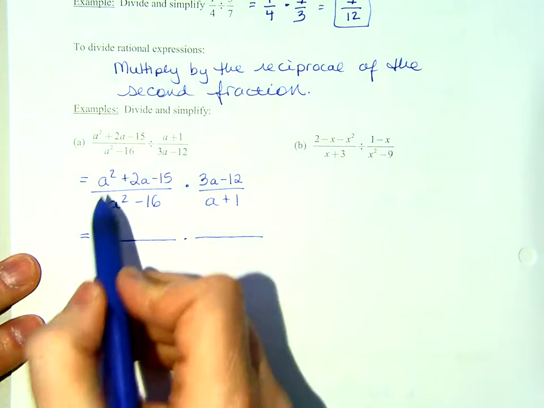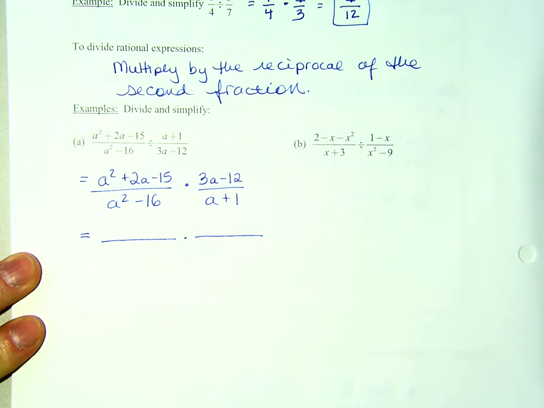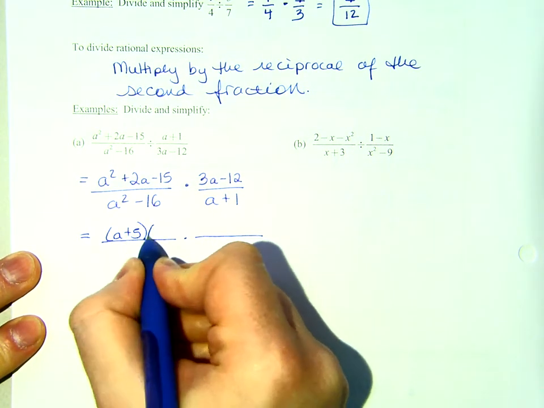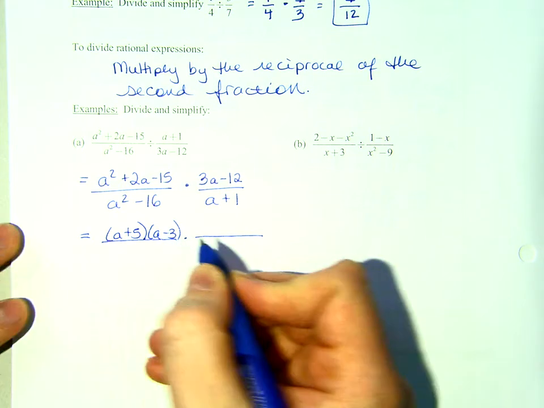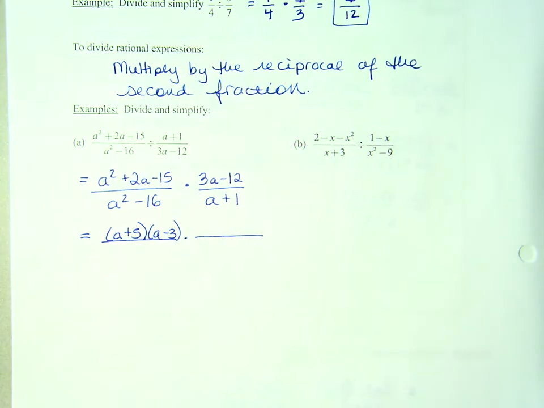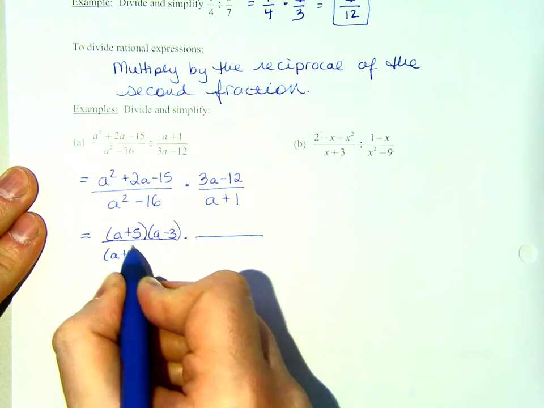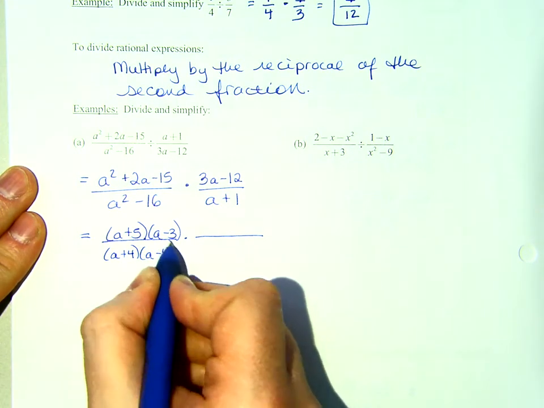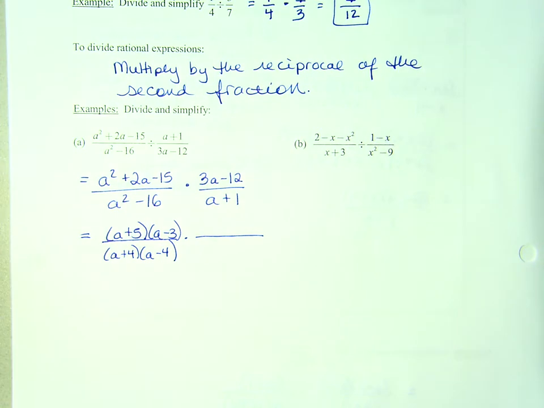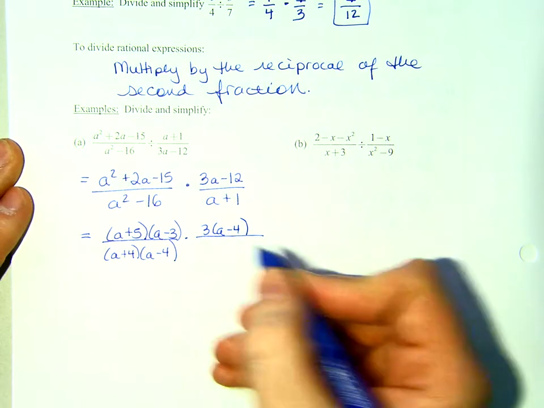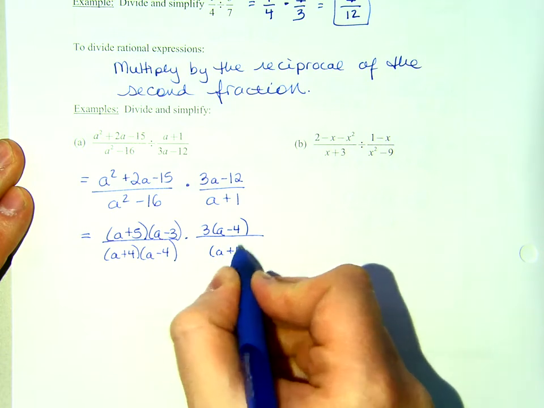Alyssa, do you have that first numerator? 3 plus 5, and good. Silas, what about that first denominator? Good. A plus 4, a minus 4. Manya, do you have the second numerator? Yep, just a GCF thing, 3 times a minus 4. And there's nothing I can do here other than I'll just stick some parentheses around that.